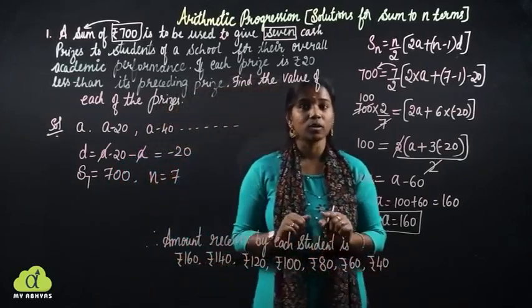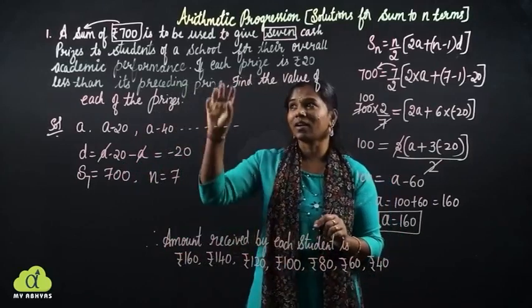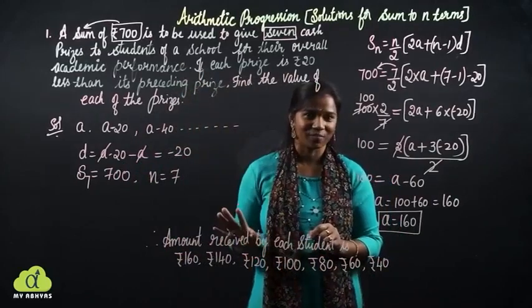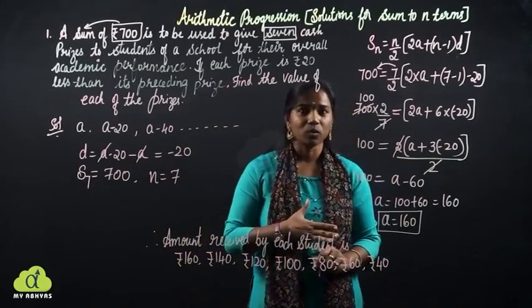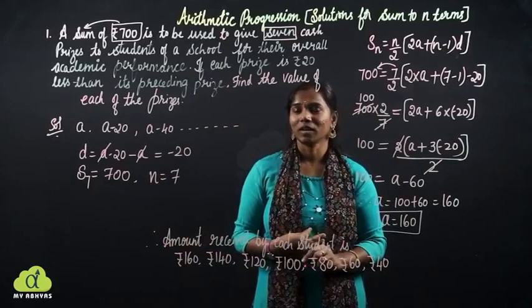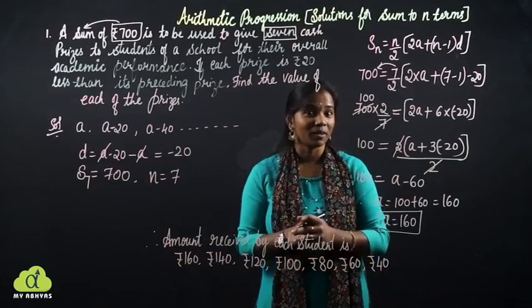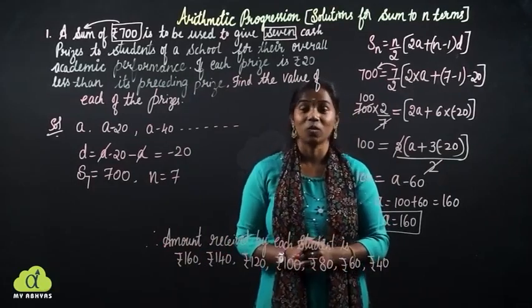And you can cross check your answer whether really 700 rupees has been distributed or not. You can cross check by adding all these amounts, which will add up to rupees 700. Okay. Hope you will also receive many prizes in your life. So all the very best.